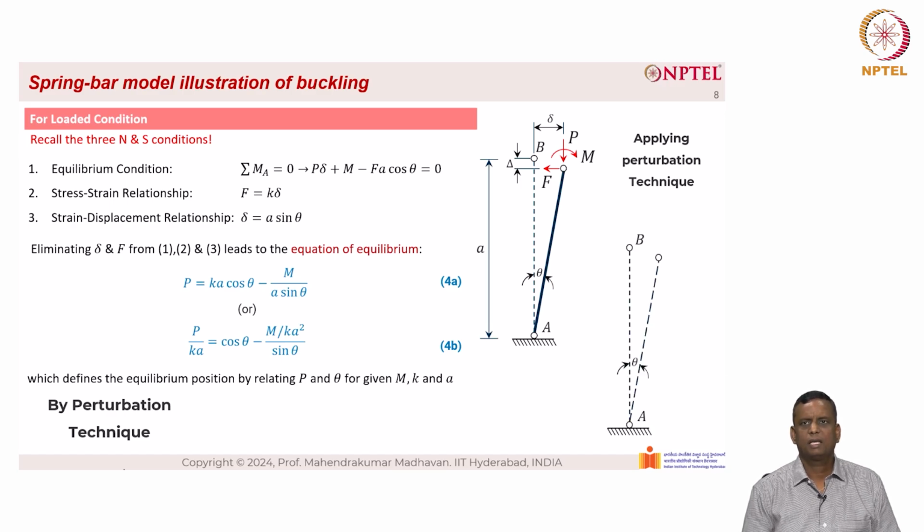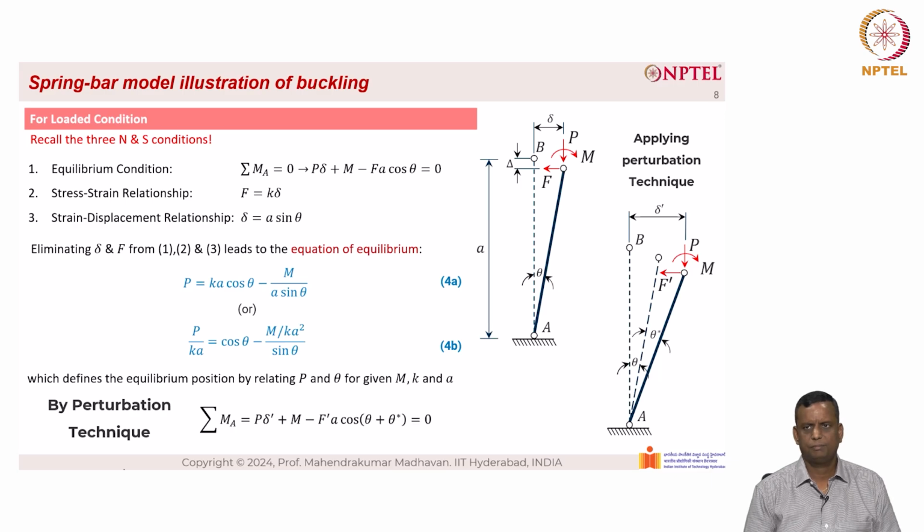Here in this case, the deflected shape has a displacement or a rotation theta. We are displacing it further by increasing it slightly by theta star. So, the total displacement or rotation now is theta plus theta star, and the corresponding lateral displacement is delta dash. The load P remains the same, the moment M remains the same. However, the restoring force is a function of the movement, which is delta dash. So, the restoring force is no longer F, it becomes F dash.